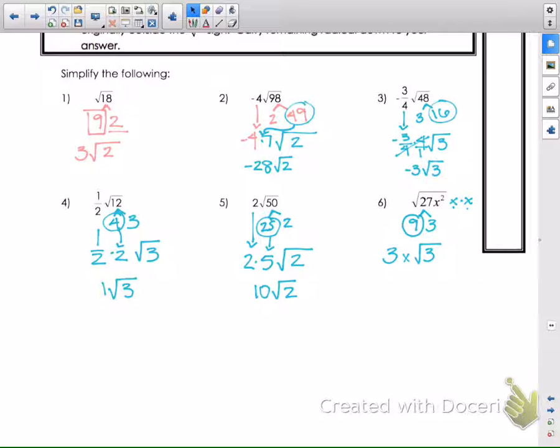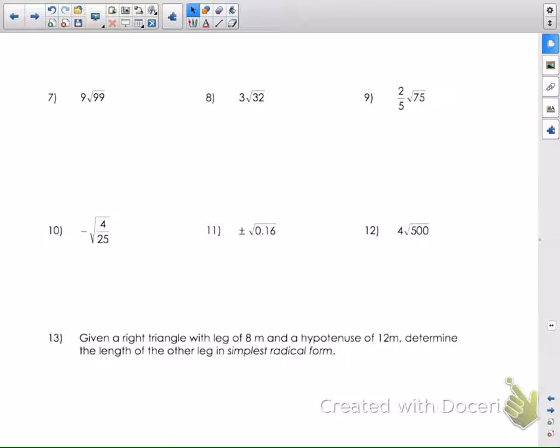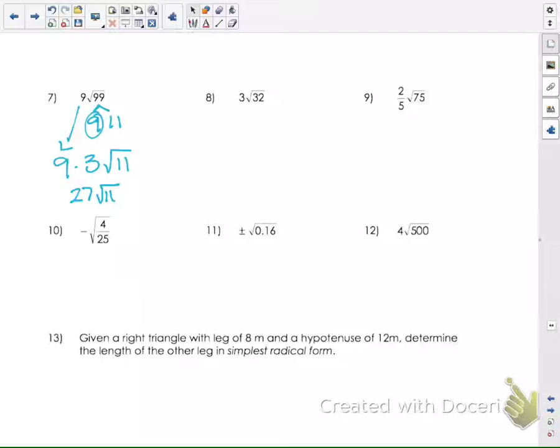Flip to the back for me. All right. What I would like for you to do is with your tables, take a look at 7, 8, and 9. 7, 8, and 9. We're going to come back together to talk about 10. First off, there's your answer for number 7. 99 splits into 9 and 11. If you square root 9, you get 3. That goes outside with the 9 that was already there and multiplies. Any issues with 7?